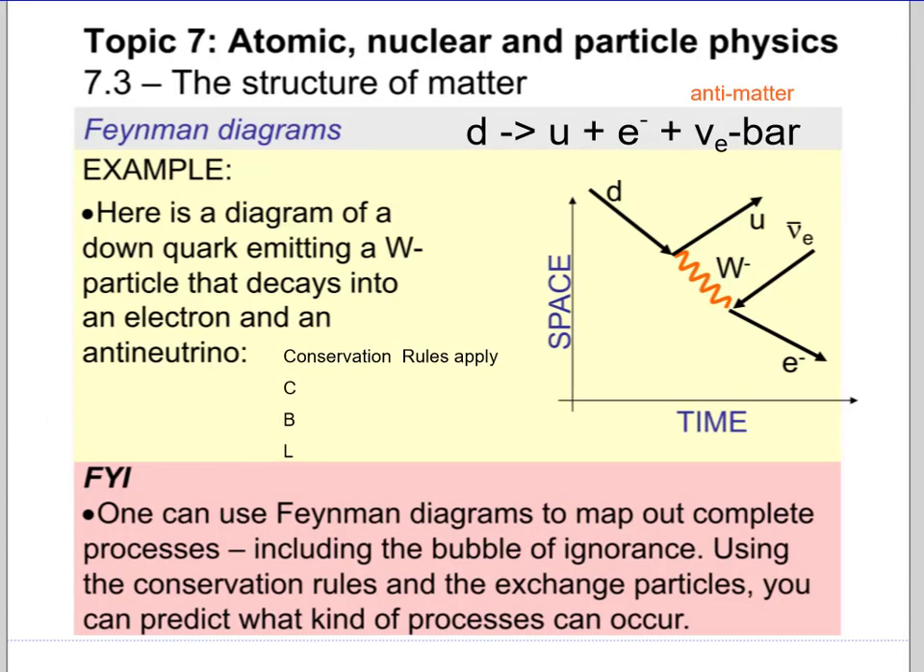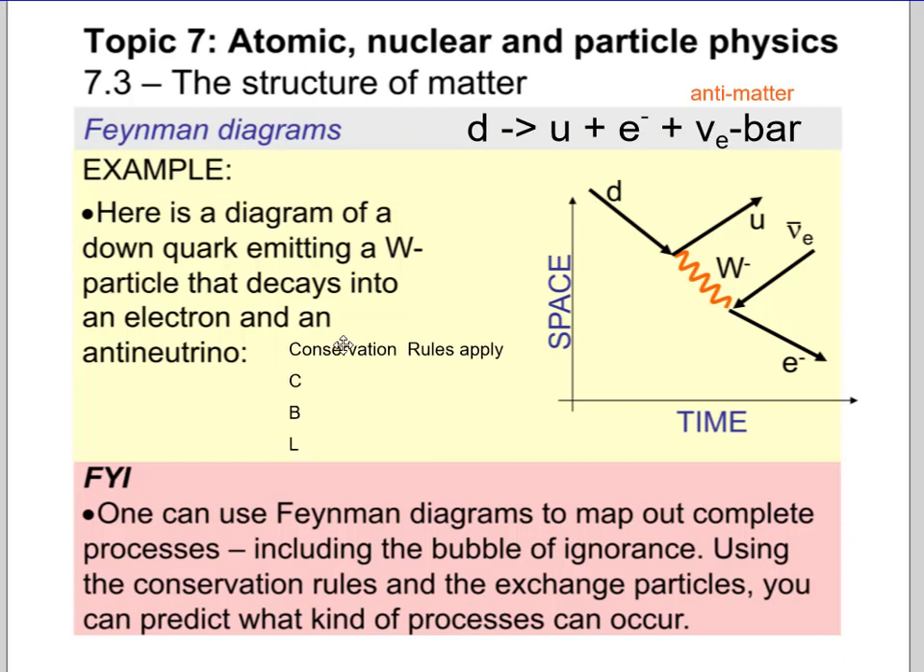Okay, so let's look at this one, because this one is the heart of a bunch of things we actually need to know. So here's a diagram of a down quark emitting a W minus particle that decays into an electron and an antineutrino. And you might remember what that is or what that's part of. If beta negative decay is dancing in your mind, then you're on the right track. So let's take a look. Here's the reaction up here. My down quark is turning into an up quark plus an electron plus an electron antineutrino.